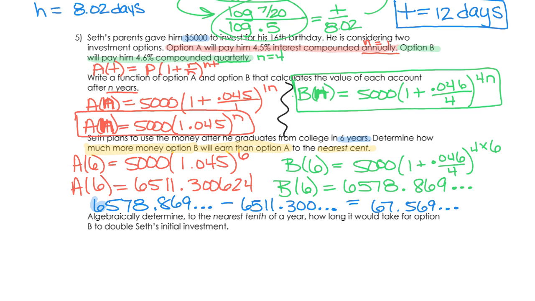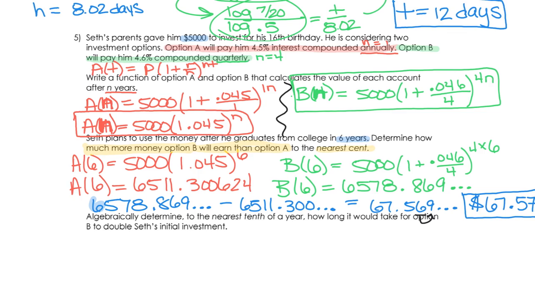And now that's our final answer. And they want it to the nearest cent, which is the nearest hundredth. We'll look next door, and that's going to round it up. And so we'll say final answer is $67.57. And that's how much more money option B earned than option A. Okay. All right.